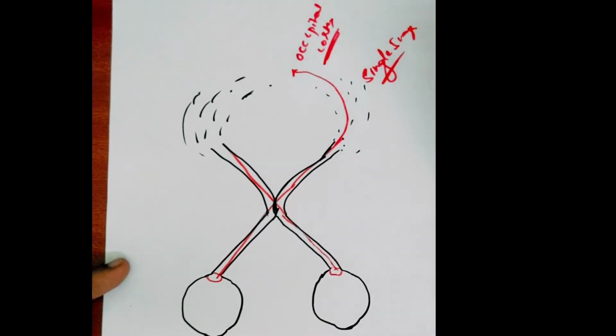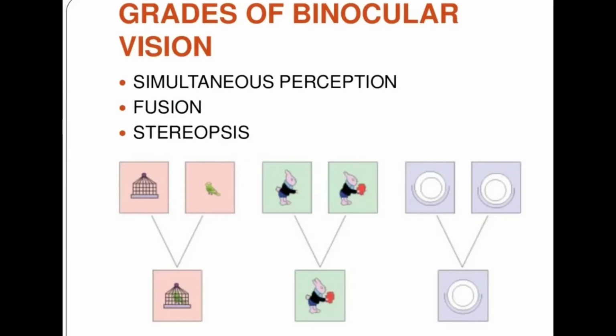This process of fusion happens in three stages. In the first stage, there is simultaneous perception. In the second stage, there is flat fusion. And in the third stage, we have stereopsis, or depth perception. These are the stages of fusion which happen in early life.